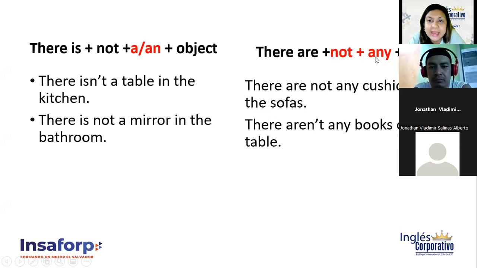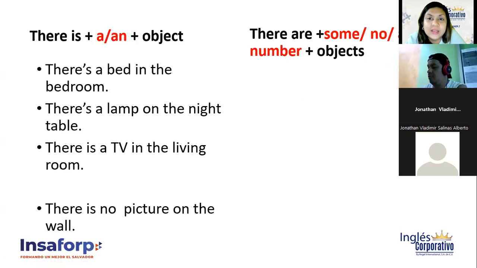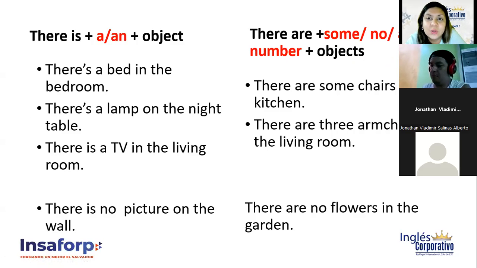Ok, so el any lo usamos solamente en oraciones negativas, only in negative sentences. Any solo se usa en negativo y en preguntas. Negative and questions. En cambio, el some se usa solamente en afirmativo y significa algunos, pero solo en afirmativo.